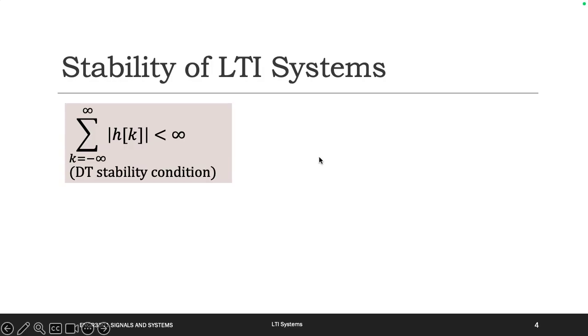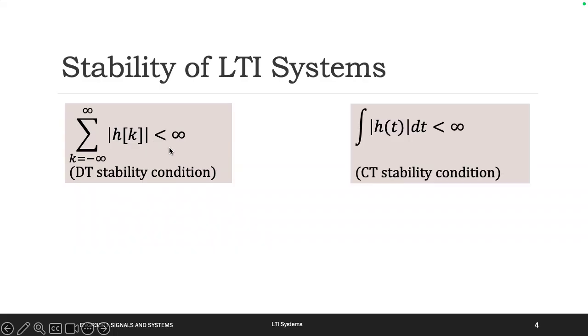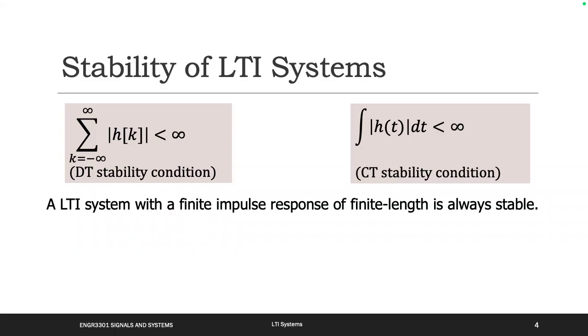Which means for DT stability, this is just the DT LTI system: if your impulse response summed together is smaller than infinity, it will be stable. And this is just the CT stable condition. Am I right? We talked about it last class. And an LTI system with a finite impulse response, finite length, is always stable.